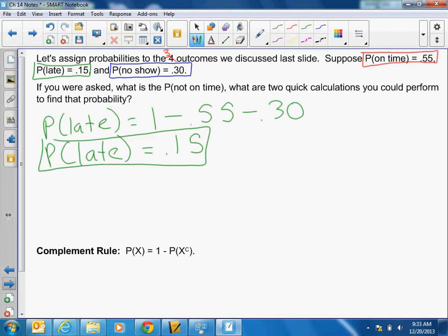That's the only way to do that. The directions don't quite make sense. Okay, so there's a complement rule based upon that.